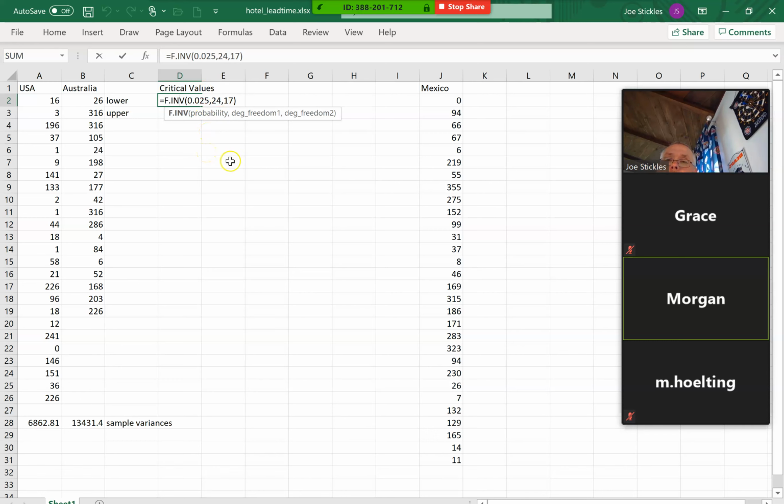All right. Anyway, back to the critical values. Are we okay with how I got these critical values, or do we need to go back through it again?